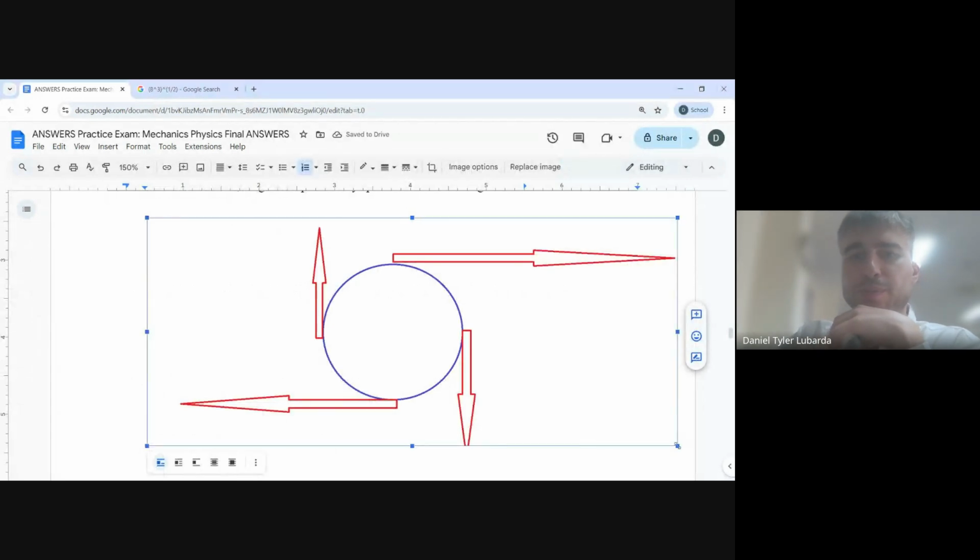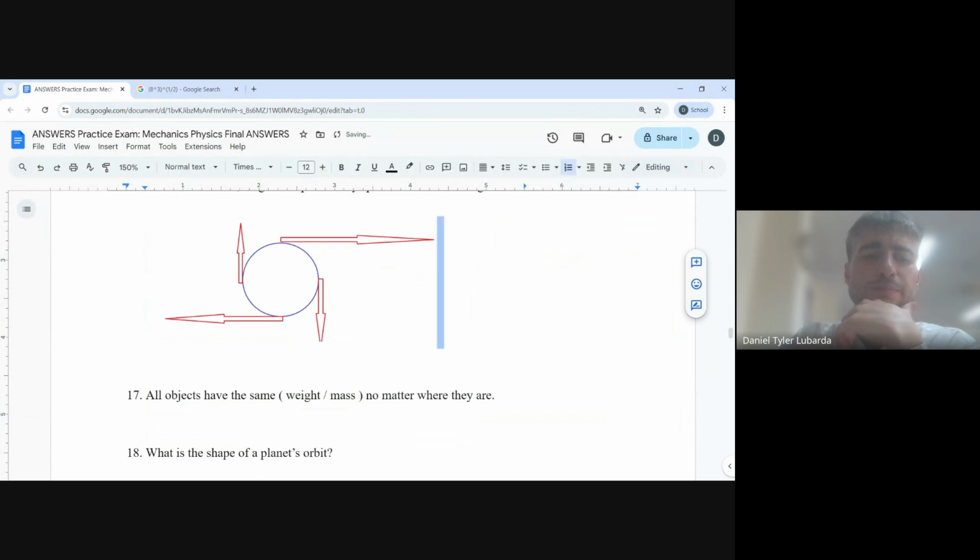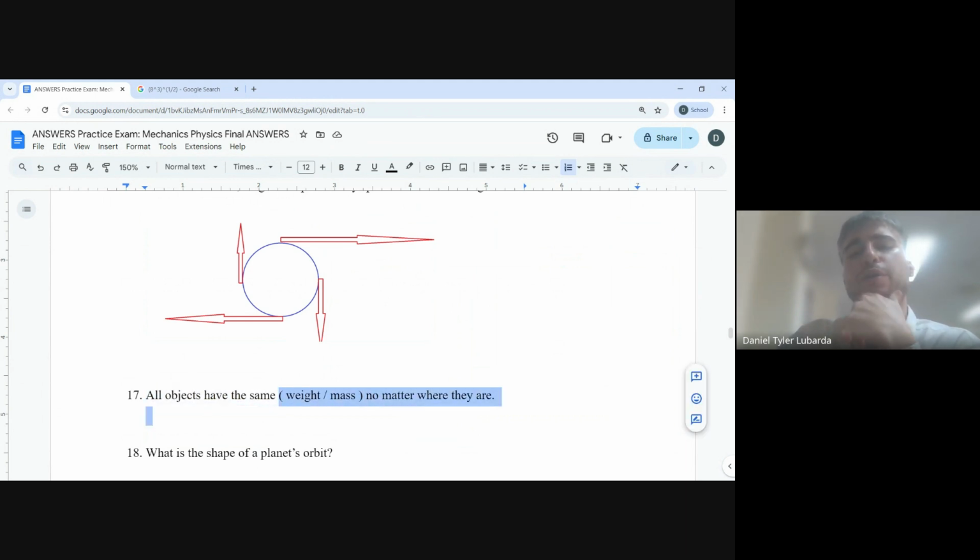We'll make it a little bit smaller. All right. Number 17. All objects have the same weight or mass, no matter where they are. So let's look at this. Weight. If we were to go to a different planet, the gravity pulling on us would be different. So our weight would change. The force pulling us down towards the ground would change. So that one can't be true.